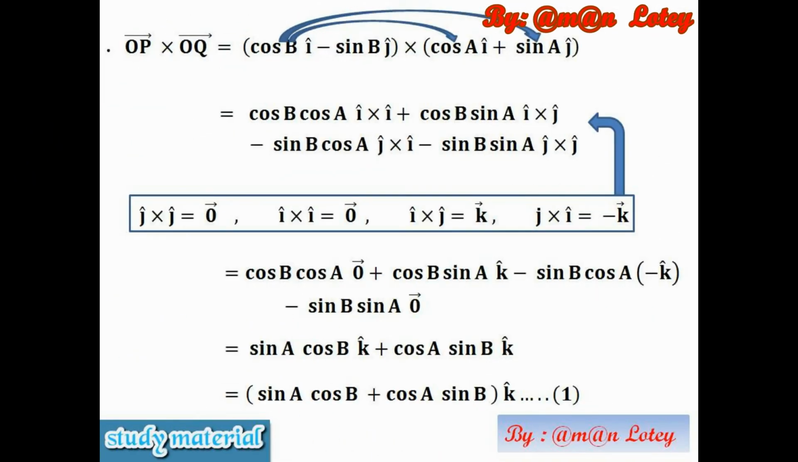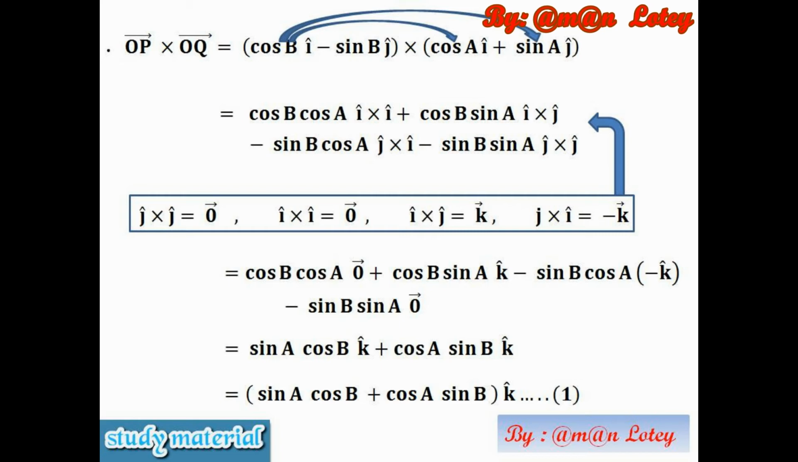You can see here we take the cross product of OP and OQ. Put in the values of OP vector and OQ vector and do the calculation of the cross product. After solving we get (sin A cos B plus cos A sin B) into k cap. Name this equation 1. During the calculation, put j cap cross j cap equal to 0, i cap cross i cap equal to 0, i cap cross j cap equal to k cap, and j cap cross i cap equal to minus k cap.